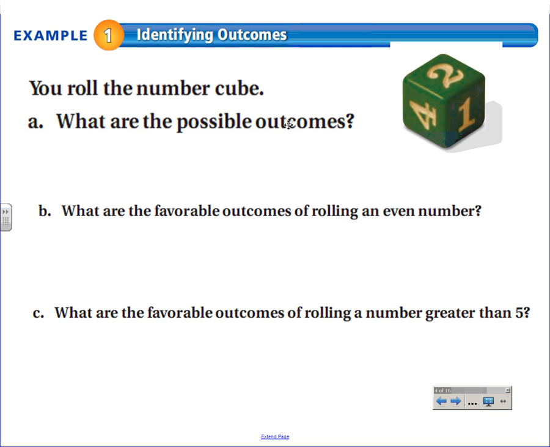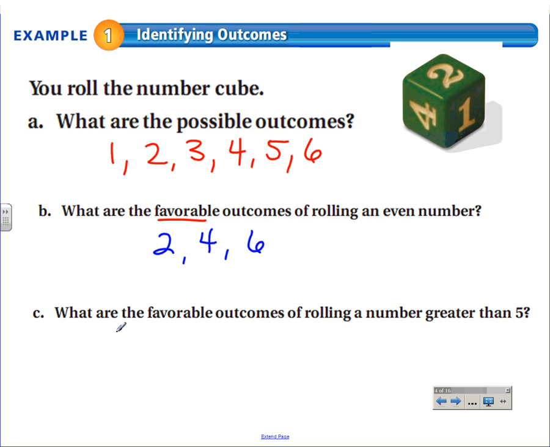All right, so let's take a look at a problem. I just want you to follow along as I do this. So I have a number cube, numbered 1 through 6. My first question says, what are the possible outcomes? Well, I would list them. I could get a 1, a 2, 3, 4, 5, or 6. My next question says, what are the favorable outcomes of rolling an even number? That means, which numbers could I roll that would give me an even outcome? Well, I could roll a 2, a 4, or a 6. Those are my even numbers.